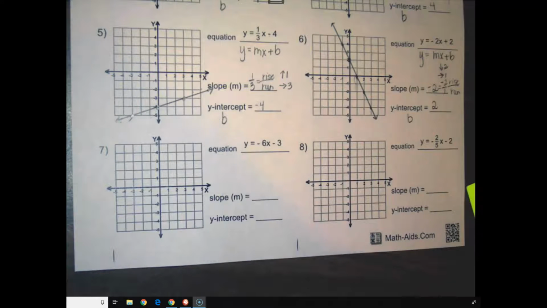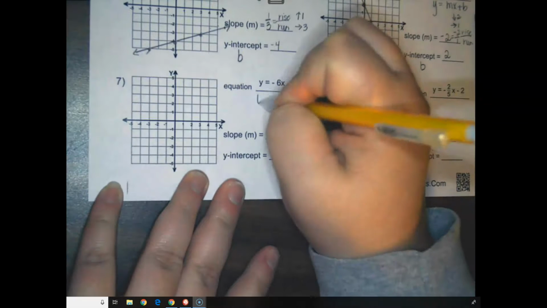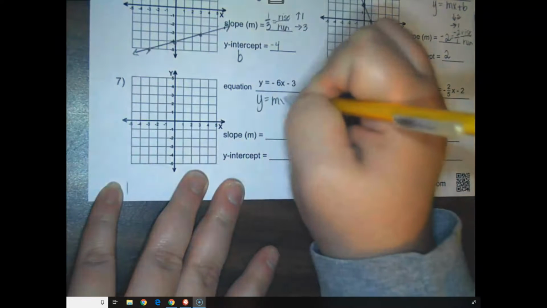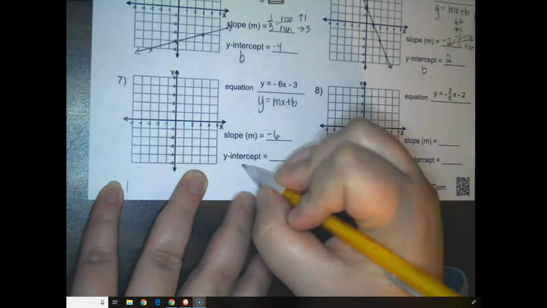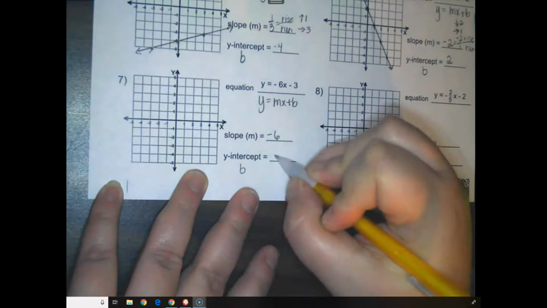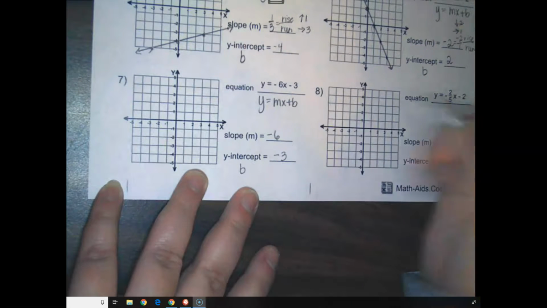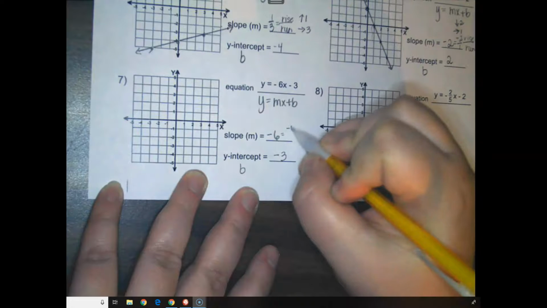Alright, hopefully you've already attempted this problem on your own. It's really important that we try problems on our own, that we don't just copy the teacher, because then when you do it on your own, you're not going to have someone to check it if you wait until homework time. So let's go ahead and look. We have y equals mx plus b. My slope is -6. My b is -3. I'm going to put that -6 over 1.